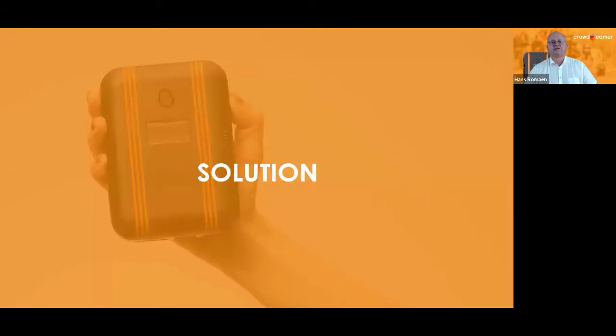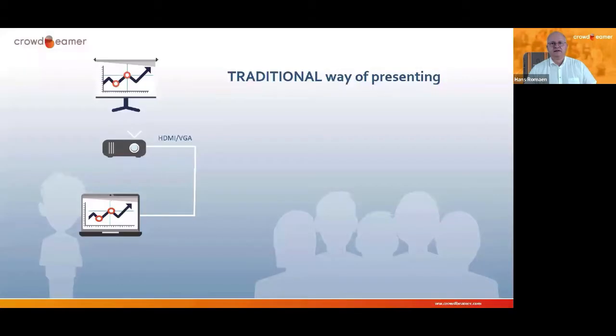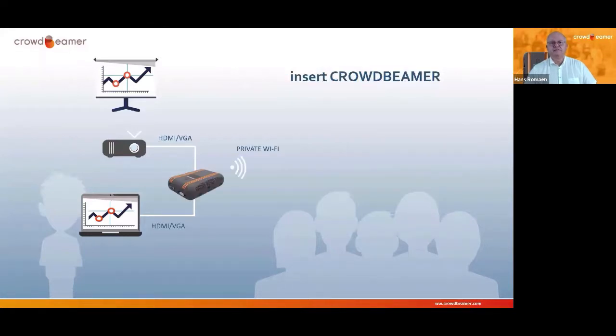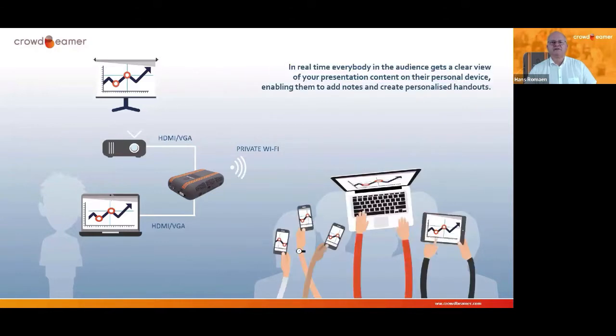How we create our solution. One of the principles was make it as easy as possible. A traditional situation starts from a PC or Mac, connecting an HDMI or VGA cable with the projector. Starting from this situation, we cut the cable and insert a new device, the Crowdbeamer. As part of this device, a Wi-Fi network is installed so that participants can connect to this Wi-Fi and obtain in real time what is displayed.